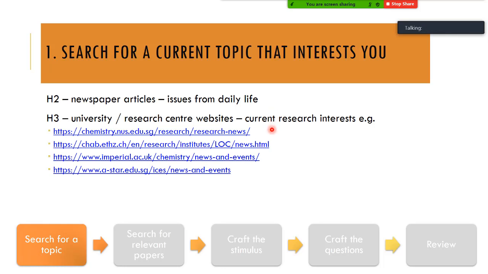So what we can do is to search the uni websites or research group websites for current research interests. These are just some examples that I randomly selected. What you have on university websites are not very technical because it's meant for the public. Of course, it's meant for the more scientifically literate public, but it's still meant for the public. So you can look through to see anything that interests you.